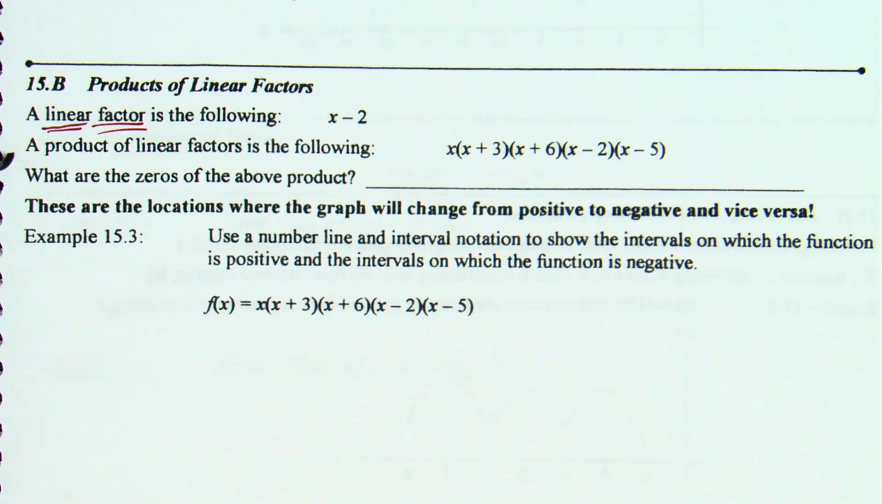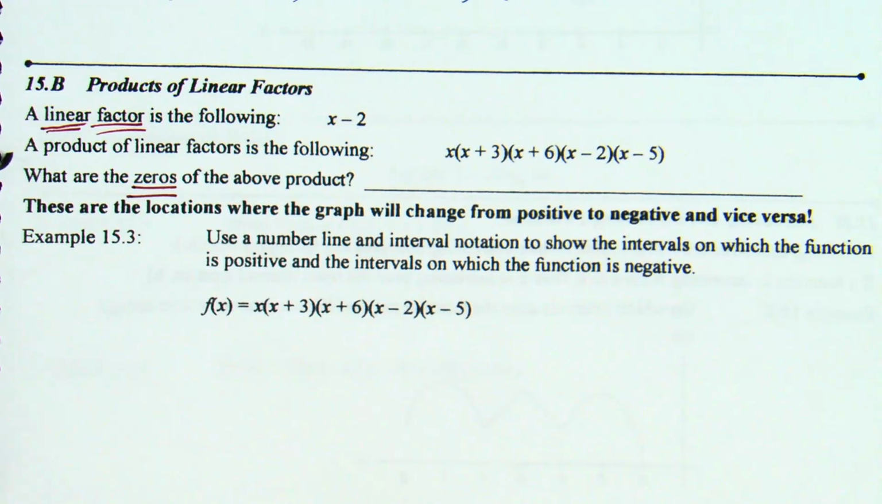A product of linear factors is the following. If you see a product of linear factors, x times x plus 3 times x plus 6 times x minus 2 times x minus 5, those are all linear factors. Now, the question follows. What are the zeros of the above product? 0, 0, negative 3, negative 6, positive 2. Okay, so basically when they're asking for zeros, you take each factor and set it equal to 0. You've been doing that since Algebra 1, technically. So my zeros are 0, negative 3, negative 6, 2, and 5.